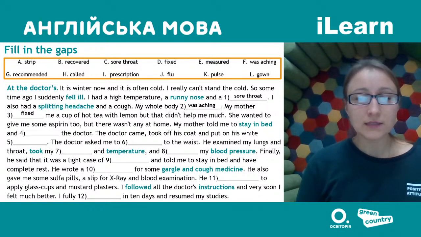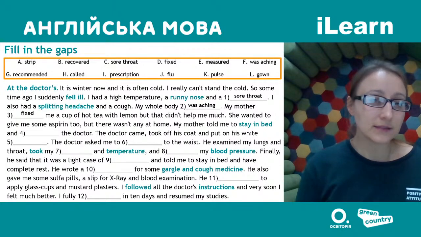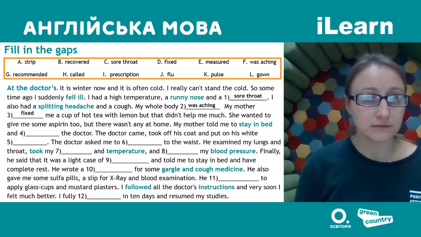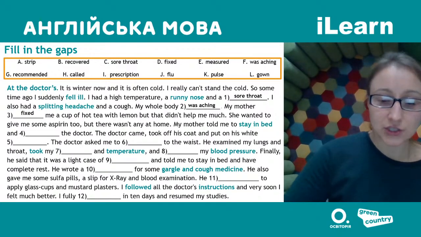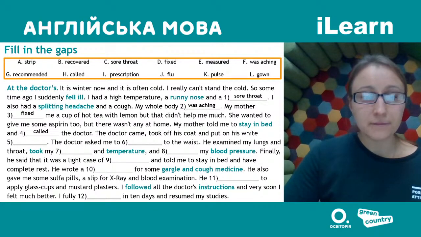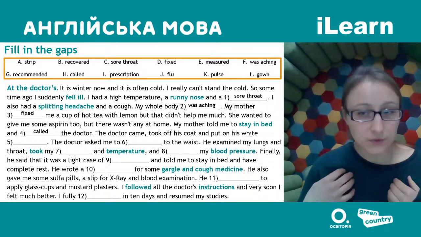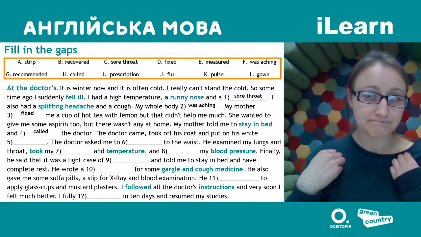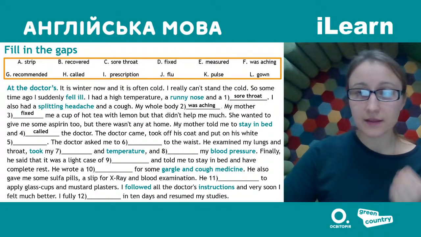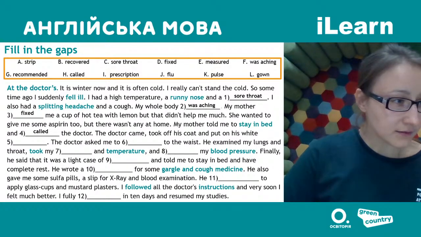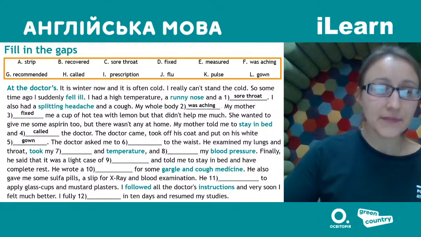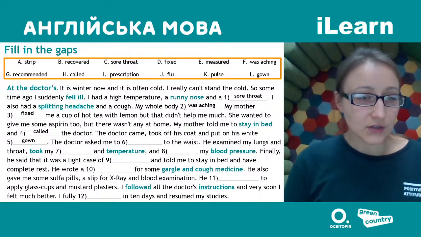Number 4. My mother told me to stay in bed and what did she do? Викликала лікаря. And she called the doctor. Very good. Number 5. The doctor came, took off his coat, and put on his white. So what did he put? And that is variant H, gown. Халат. Great. Let's go to number 7.